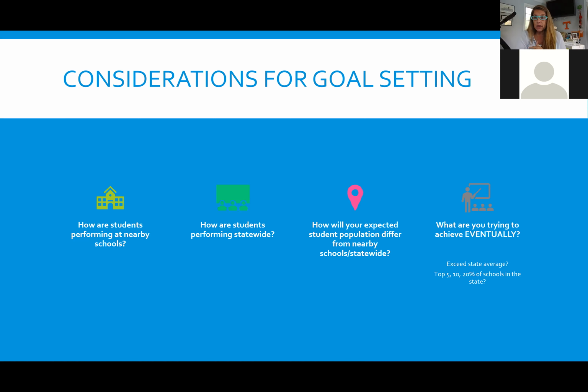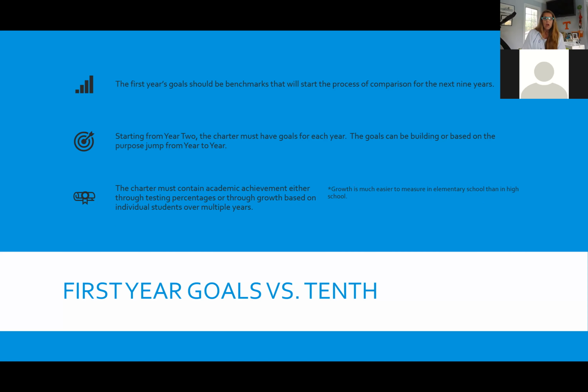Might those change somewhere down the road? Of course. They're probably going to. That's okay. We'll talk about amendments later. But right now, you're writing those goals based on what you think this program can achieve. All right, your first year's goals.